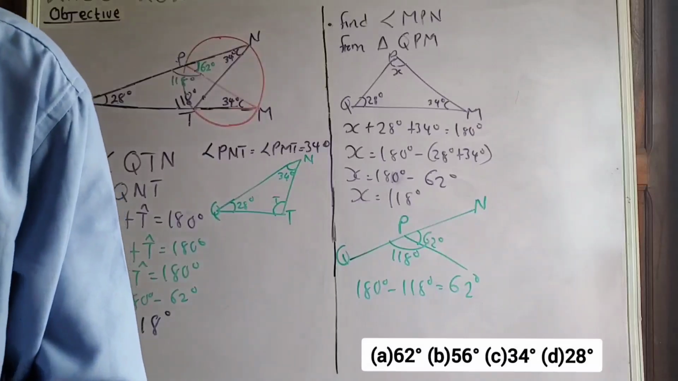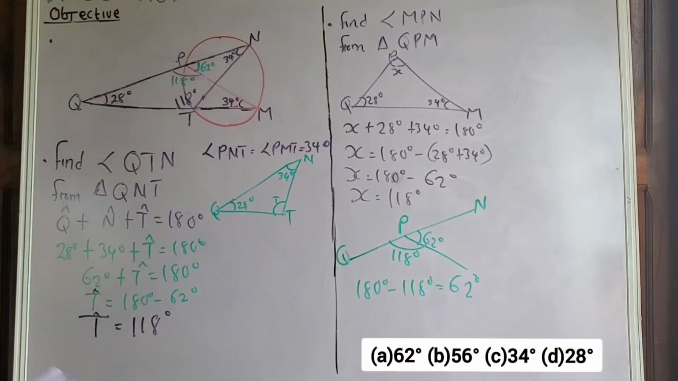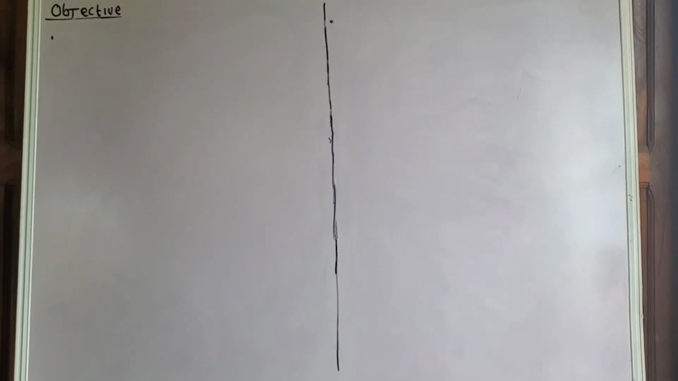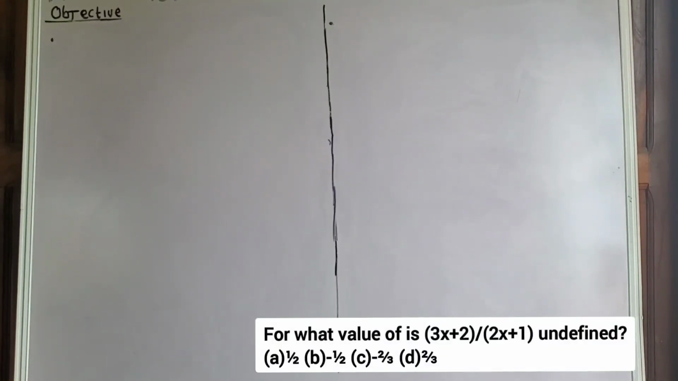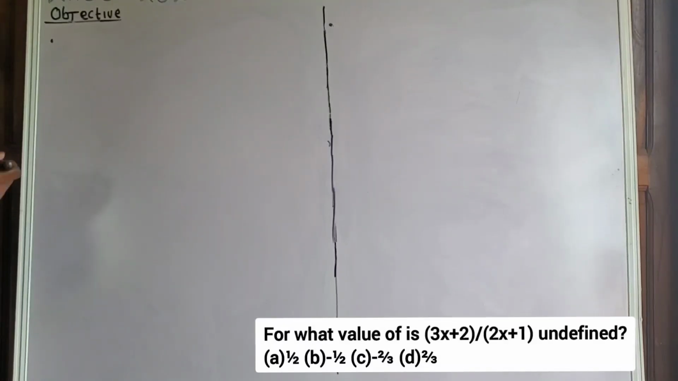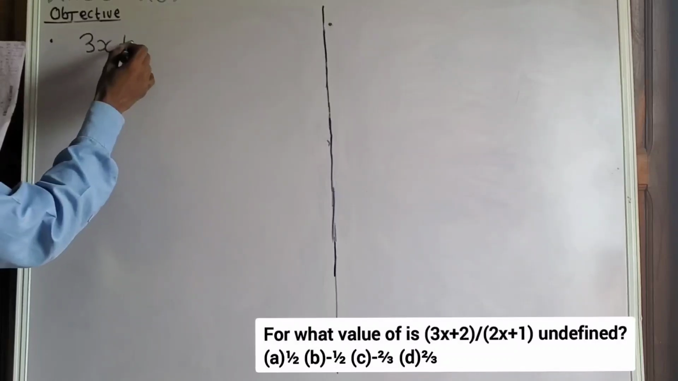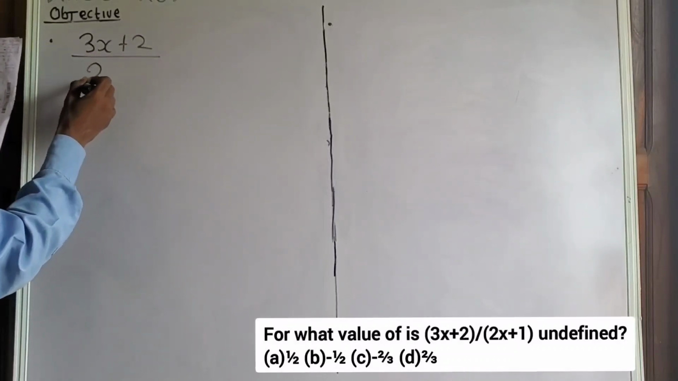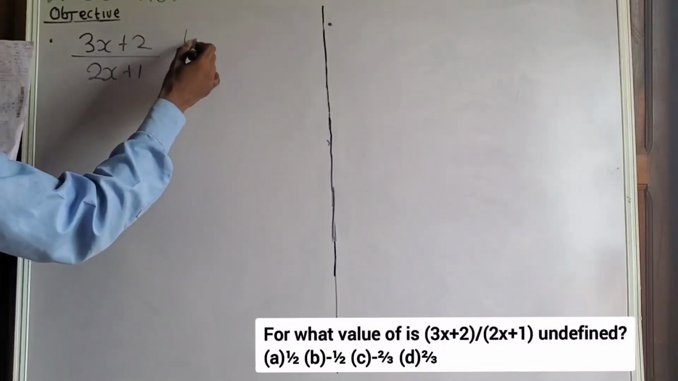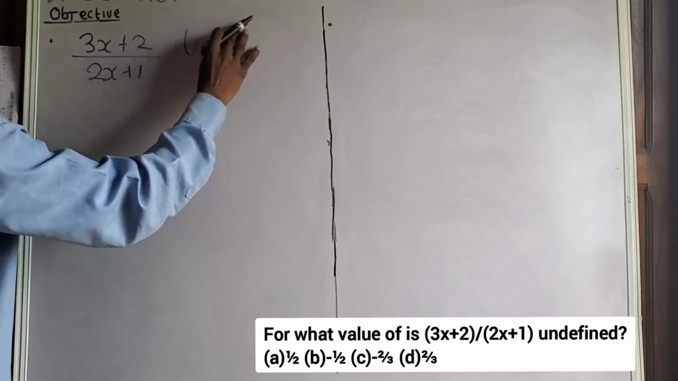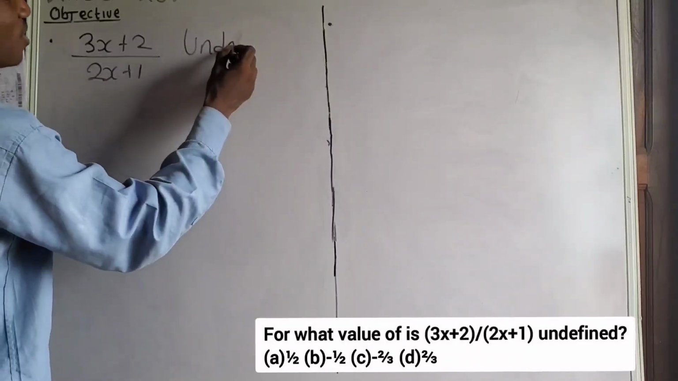Okay, now let us proceed. For what value of x is 3x plus 2 over 2x plus 1 undefined? Okay, for what value of x is 3x plus 2 all over 2x plus 1 undefined? Okay, I'm very sure, have you heard of undefined?